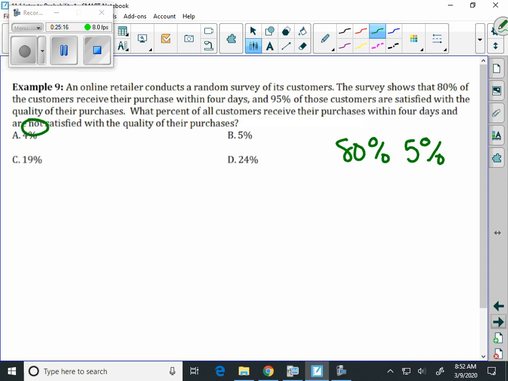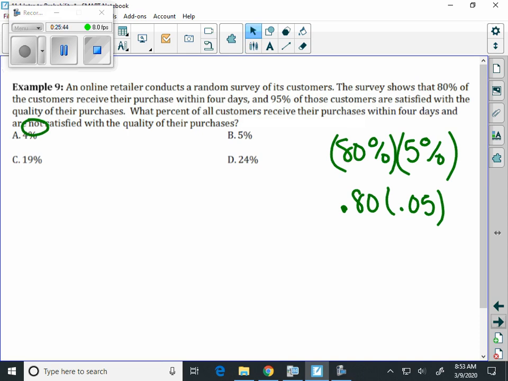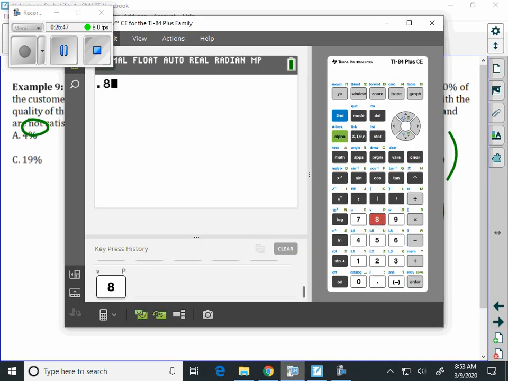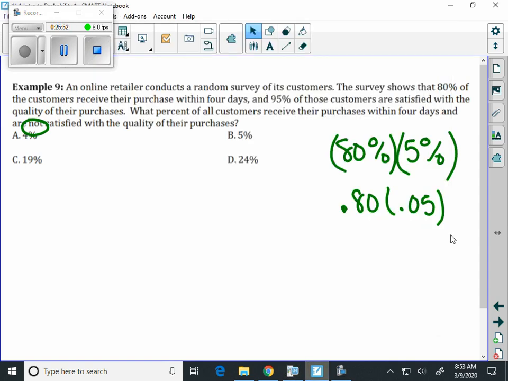And it says what percent of all customers receive their purchases within 4 days and are not satisfied with their purchases. So what we're going to do is we're going to take this 80% and we're going to multiply it by its 5%. When we're dealing with percents, remember you can put in a decimal place. So this is really 0.80 is what 80% is, and 5% is 0.05. We're moving our decimal 2 spaces to the left. So if we pull out our calculator and we do 0.8 times 0.05, we will get 0.04.